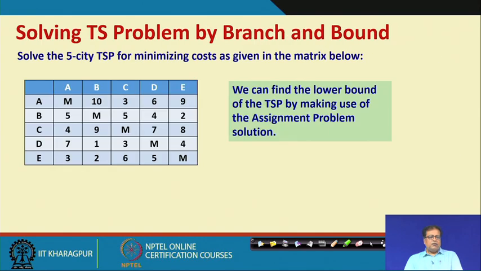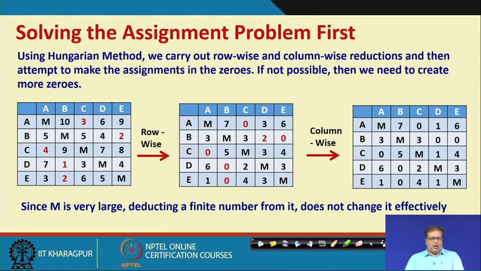Now, let us look at a problem and see how these steps are executed. Supposing we have a 5 city travelling salesman problem as given here, and we need to solve it. First of all, we need to find the lower bound by solving the TSP as an assignment problem. So, let us see how to do that. Solving the assignment problem first.